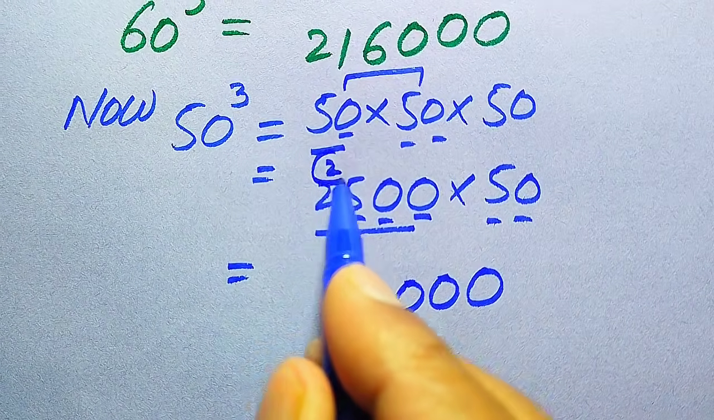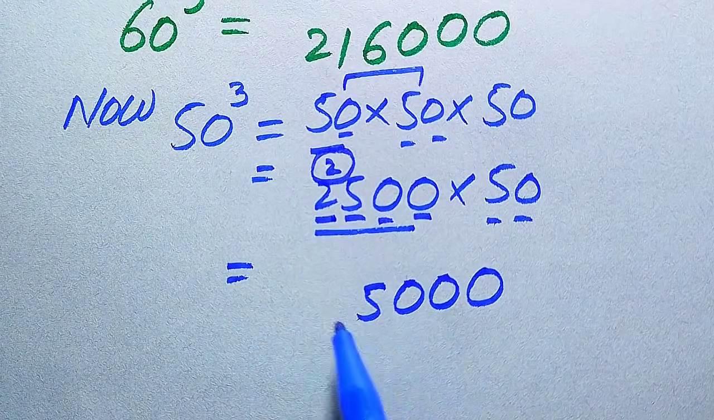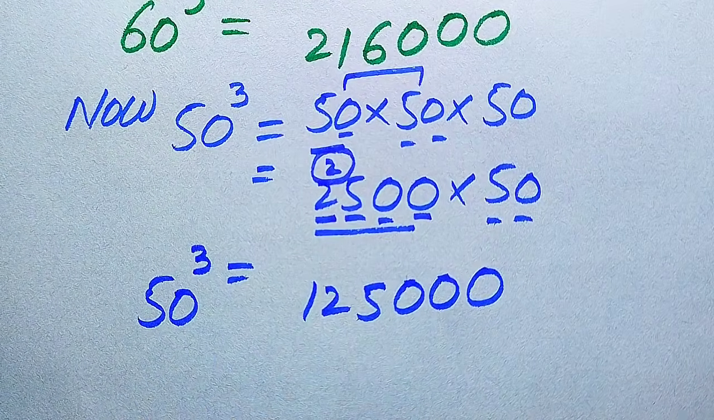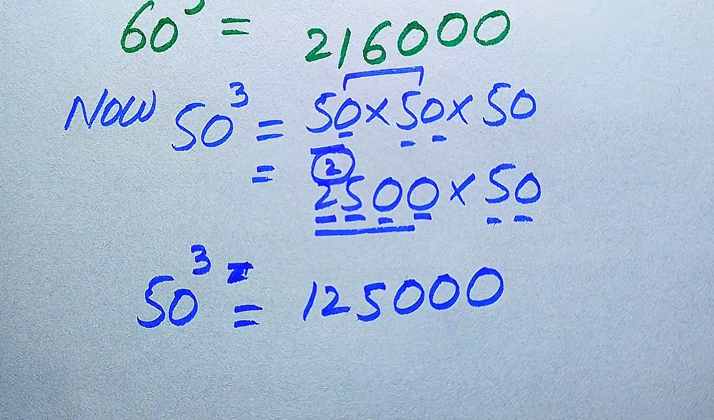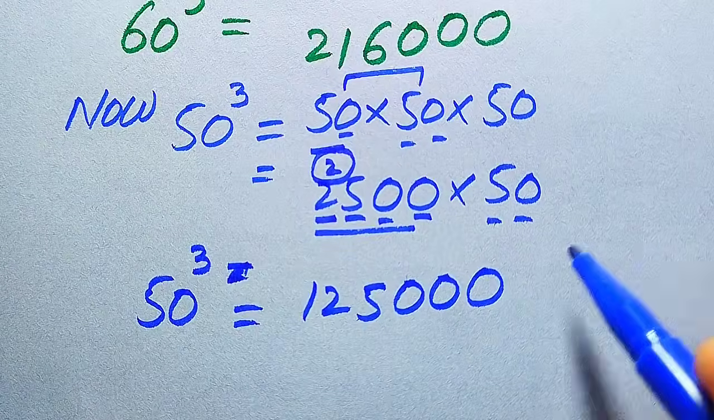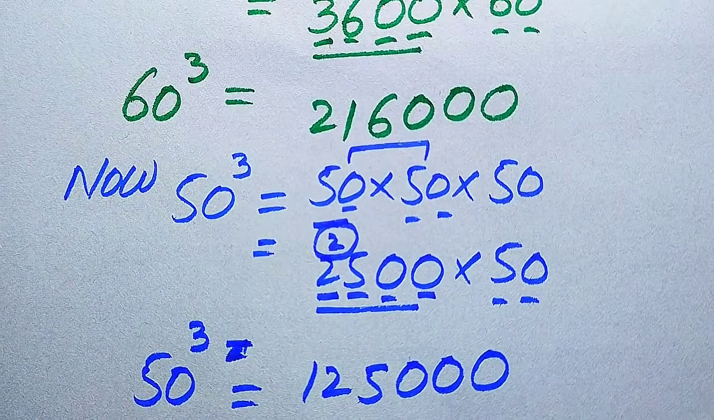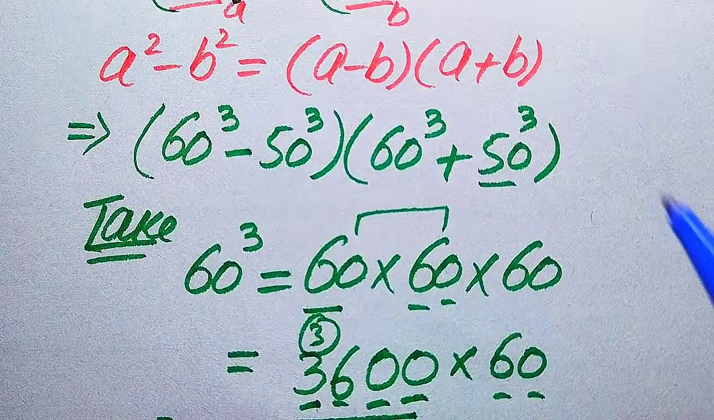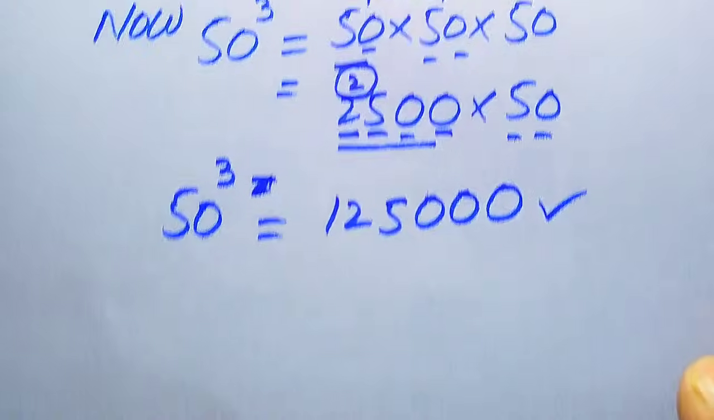We write 5 and carry 2, 5 2s are 10, 10 plus 2 becomes 12. So this is the value of 50 cubed. So here we need to move backward, and we substitute this value and this value into this expression.